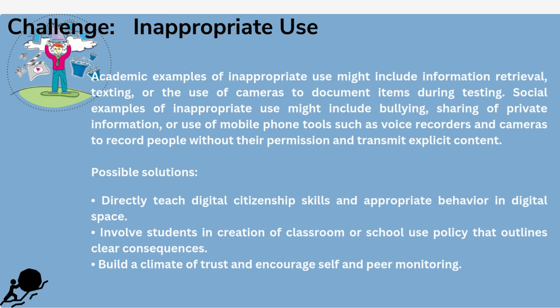So we also have the inappropriate use. Concerns surrounding students' ability to navigate digital spaces safely and use technology responsibly can be a deterrent to allowing mobile phones in the classrooms. So, academic examples of inappropriate use might include information retrieval, texting, or the use of cameras to document items during tests. Social examples of inappropriate use might include bullying, sharing of private information, or use of mobile phone tools such as voice recorders and cameras to record people without their permission and transmit explicit content.